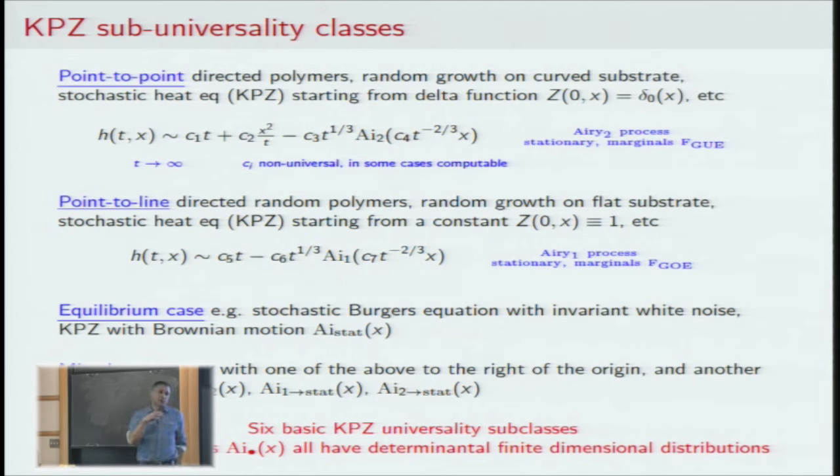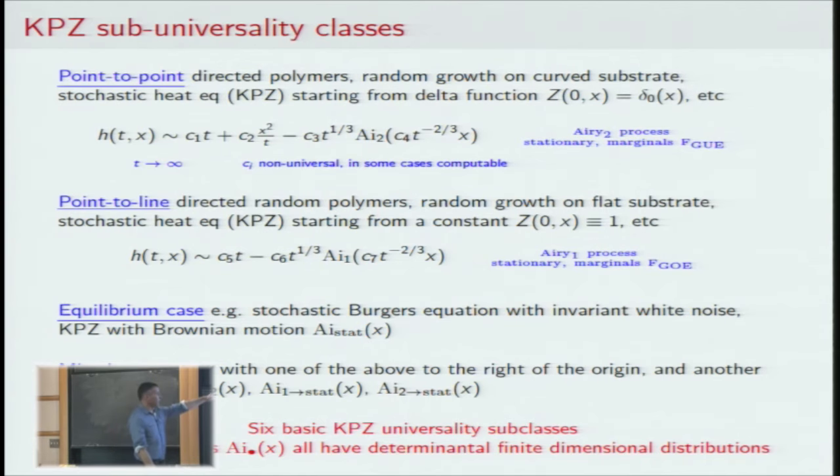So that's what you were supposed to see at the boundary of this curved Eden model. Okay. In the point-to-line case, this is from the movie, you'll see this constant times t, and then again t to the 1/3, but a new spatial process, the Airy 1 process, whose marginals are GOE, as opposed to these whose marginals are GUE.